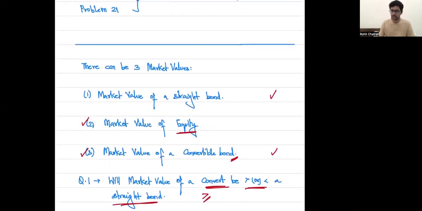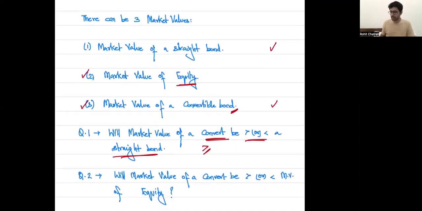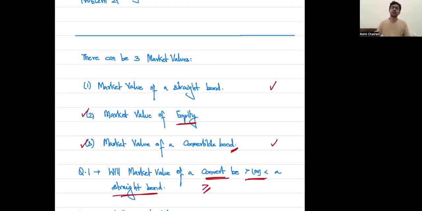Will the market value of a convertible bond be greater than or less than the market value of equity? Now, if I am an equity shareholder, I've got two things. If the company is performing well, I enjoy the upside. Whereas if the company is not performing well, I suffer the downside. That is with regards to equity share.